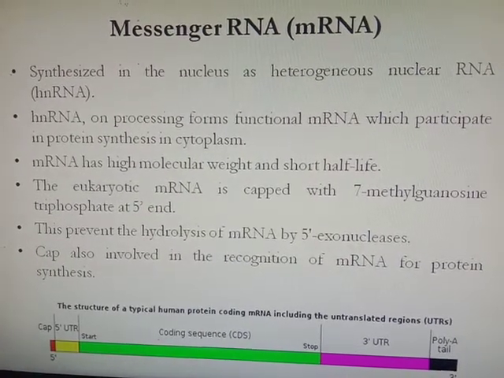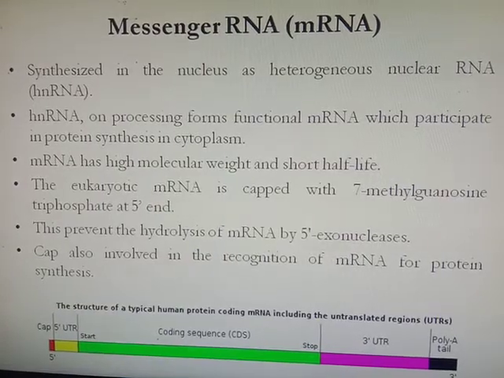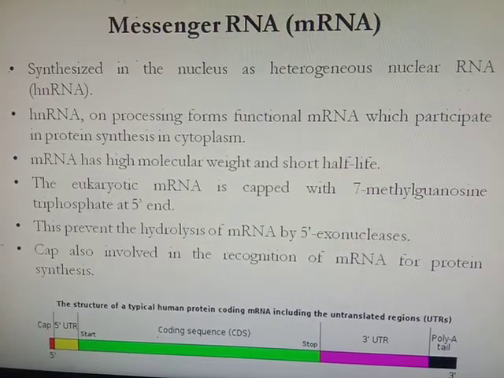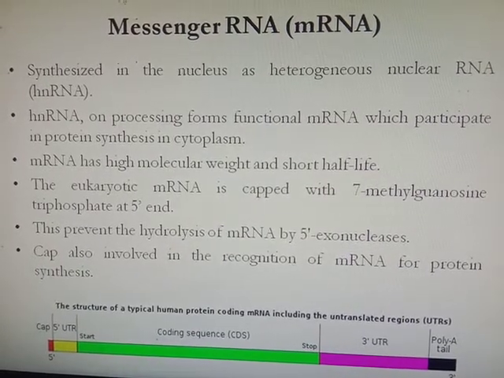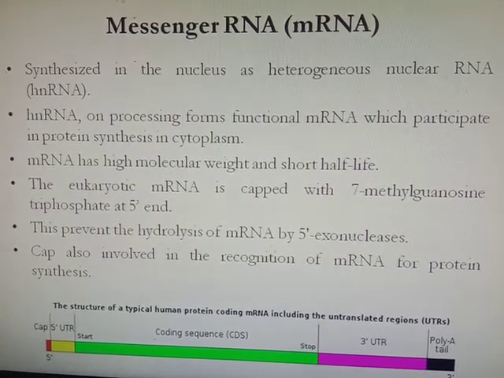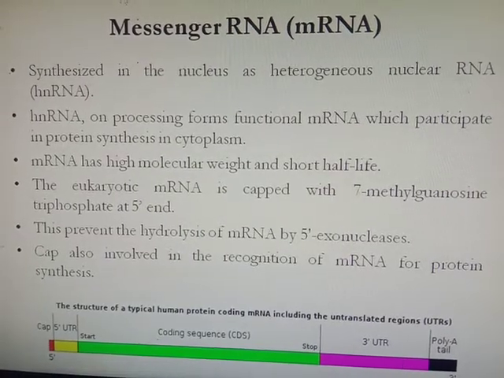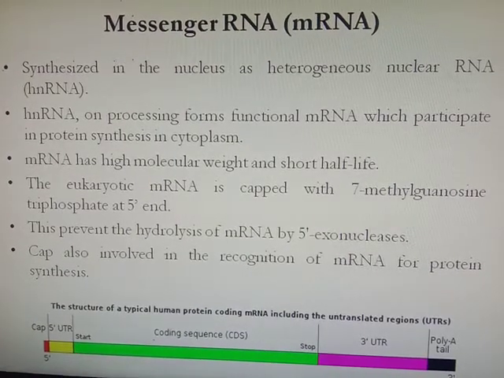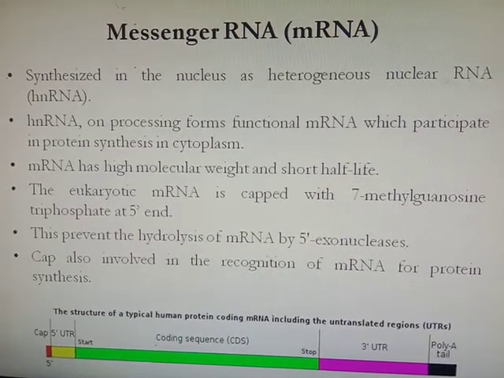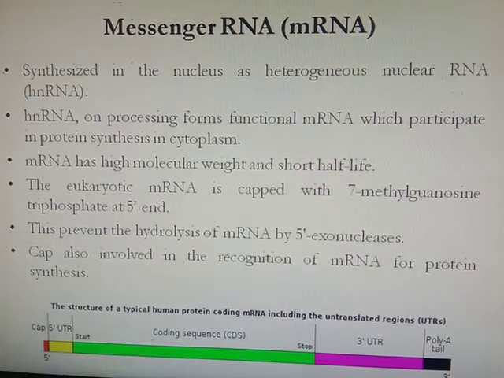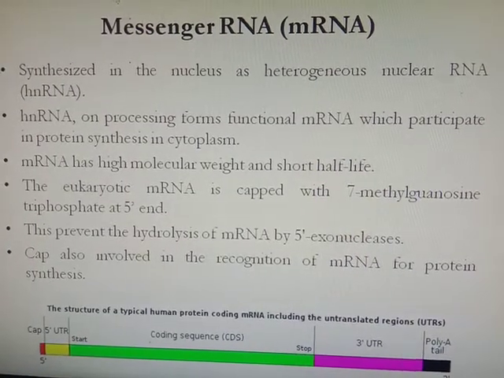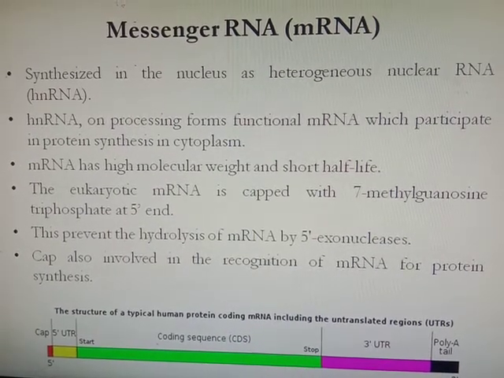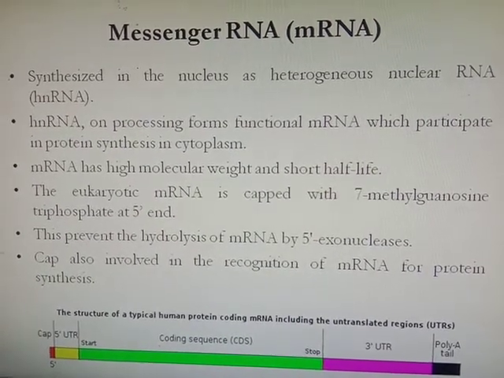Then mRNA has a high molecular weight but a short half-life. In eukaryotes, mRNA is capped with 7-methylguanosine triphosphate at the 5' end. This capping prevents the hydrolysis of mRNA by 5' exonucleases, means the exonucleases which attack from the 5' side. The cap is also involved in the recognition of mRNA for protein synthesis. So due to 7-methylguanosine, it also helps in the recognition of mRNA for protein synthesis.